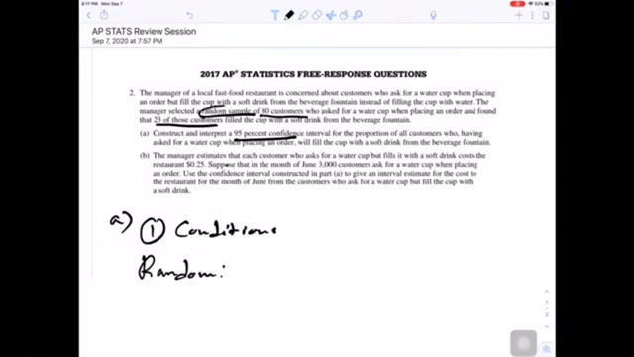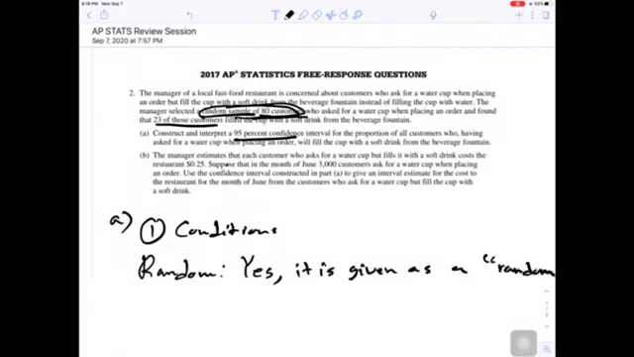So when we check the random condition, we can see that we're given a random sample of 80 customers. So that's what we would write for a random condition. So we'd say, yes, it is given as a random sample of 80 customers. Remember, for each problem, in the random condition, you have to state exactly what it says in the problem, or else you'll lose points on the AP exam.